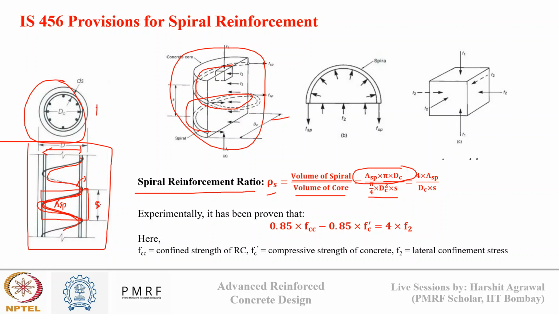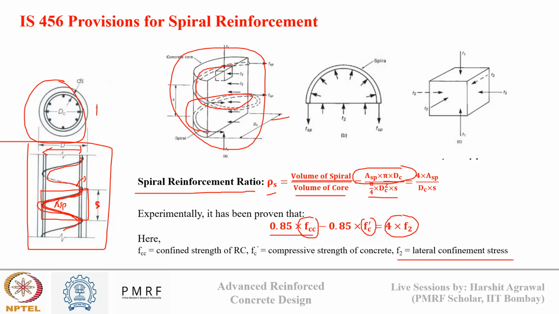Experimentally it has been proven that fcc, that is the confined concrete pressure, the compressive strength of concrete, fcc minus fc dash, is nothing but 4 times the f2.